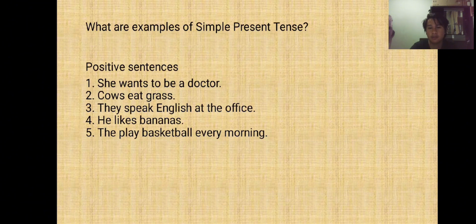What are examples of simple present tense positive sentences? Number 1, she wants to be a doctor. Number 2, cows eat grass. Number 3, they speak English at the office. Number 4, he likes bananas. Number 5, they play basketball every morning.